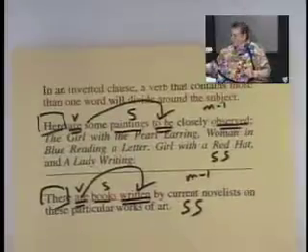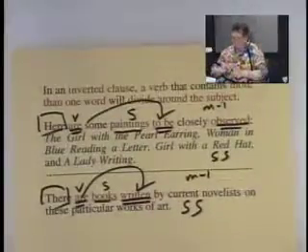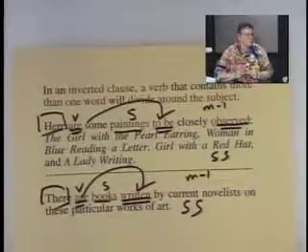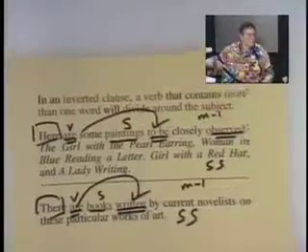Yes, Scott, go ahead. In this particular example, when we talk about more than 1 verb, does it ever not wrap around, or is it always wrap around? If the verb is more than 1 word, and the clause is inverted, it's always going to wrap around. I can't think of an exception where it won't.